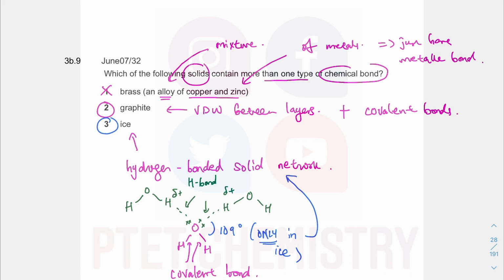You have covalent bond, you have hydrogen bond, so you have more than one type of chemical bond, 2 types of chemical bond altogether. So there's option not B, but option C.